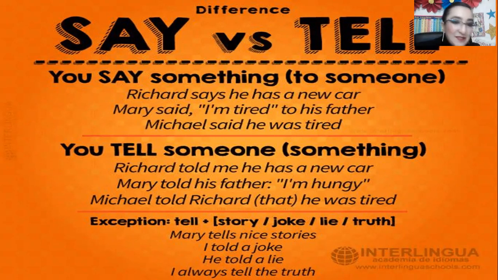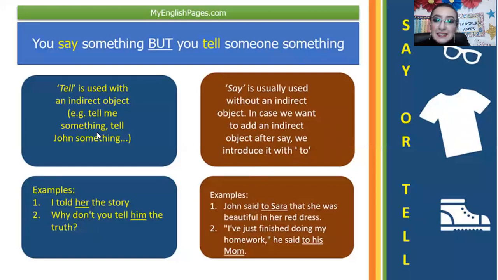And one more time, remember exceptions. Tell a story, a joke, a lie, or the truth, or plural: stories, jokes, lies, or truths. Mary tells nice stories. I told a joke. He told a lie. I always tell the truth. That's what we are going to be having. But say versus tell: you say something, but you tell someone something. Tell is used with an indirect object. Tell me something. Tell John something. That is the indirect object, okay?